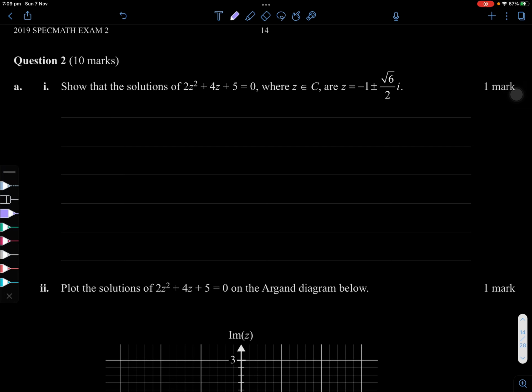All right, question 2. It says show that the solutions of that are that. Okay, so I'm just going to use the quadratic formula. So I'm going to go z is equal to negative b plus or minus root b squared take 4ac, okay, on 2a, so 4. Now our next line is going to be negative 4 plus or minus, what does that become in the square root? We get 16 take 40, which is negative 24.